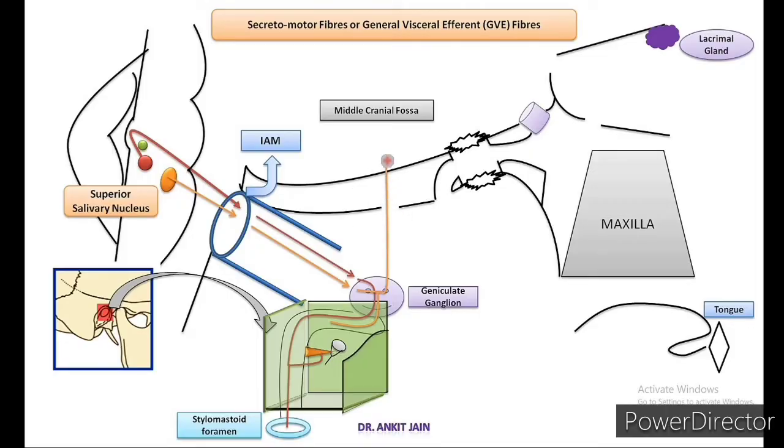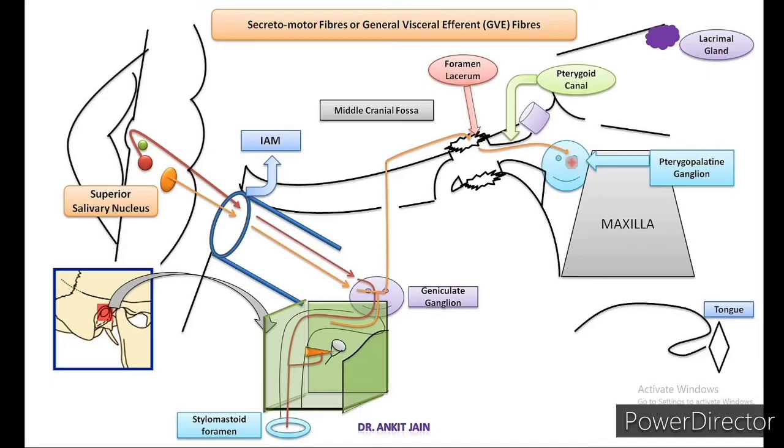In the middle cranial fossa, these fibers move forward and enter into the foramen lacerum. Instead of exiting from the bottom of the foramen lacerum, these fibers enter into the opening at the anterior wall of the foramen lacerum and pass through the pterygoid canal. Then these fibers enter into the pterygopalatine ganglion located in the pterygopalatine fossa and relay in this ganglion. Now the postganglionic parasympathetic secretomotor fibers arise.